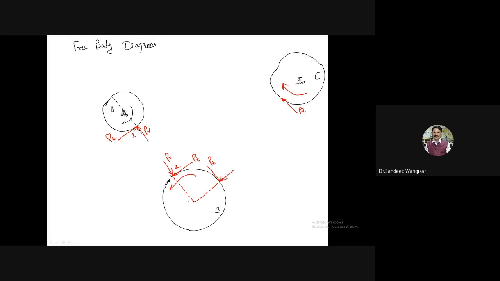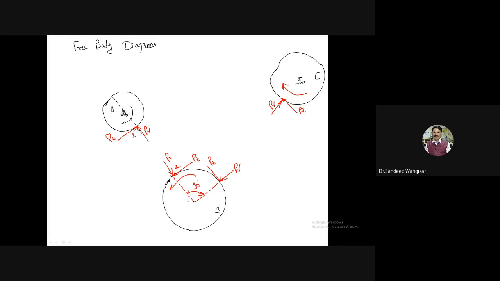And now the radial component for both the gears acts toward the center. So I have shown PR and PT. This is the free body diagram. And now the angle between this is 90 degree. Okay. So this is the free body diagram between A, B and B, C.